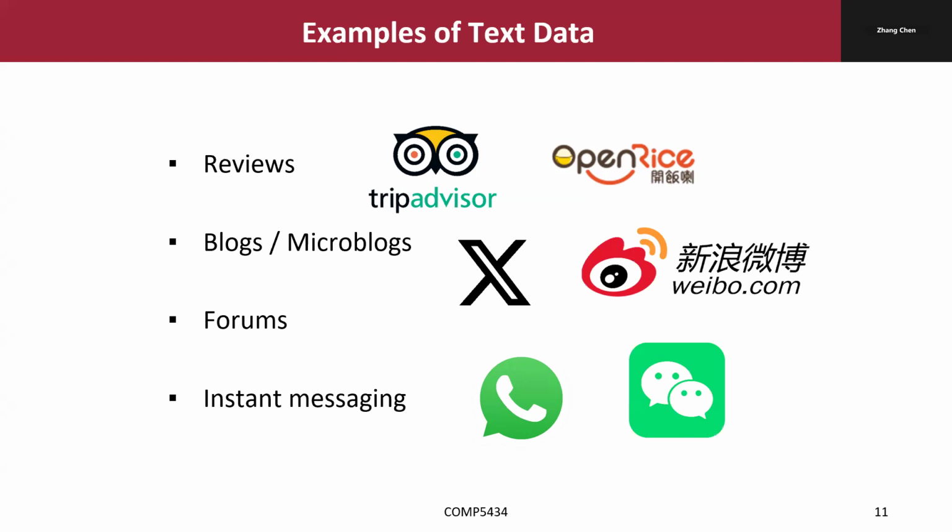Okay, a common source is reviews. We see a lot of reviews, right? Platforms like TripAdvisor and OpenRice contain a large number of reviews. The other important category is blogs and microblogs, like Twitter, now called X, such as posts on Weibo, right? These texts are usually short, informal, and posted in real time, which makes them quite useful for trend analysis and public opinion monitoring.